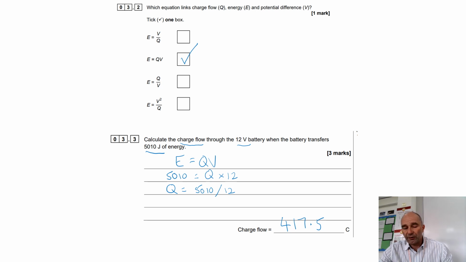So with this typical 3-mark calculation, you're going to have to do a little bit more manipulation than normal. 1 mark for that line, 2nd mark for making Q the subject, and of course the 3rd mark for getting the correct answer as well.